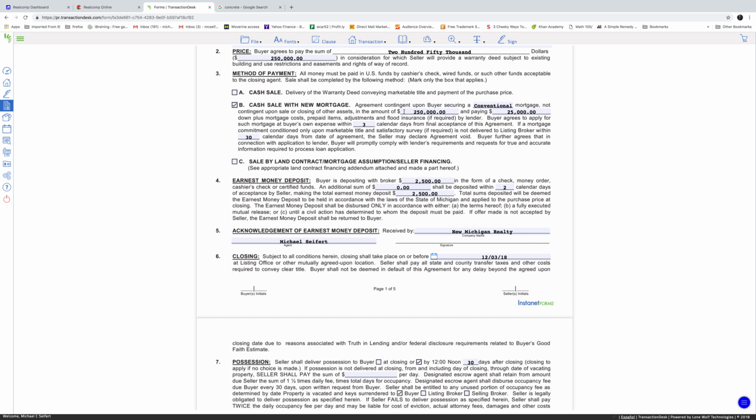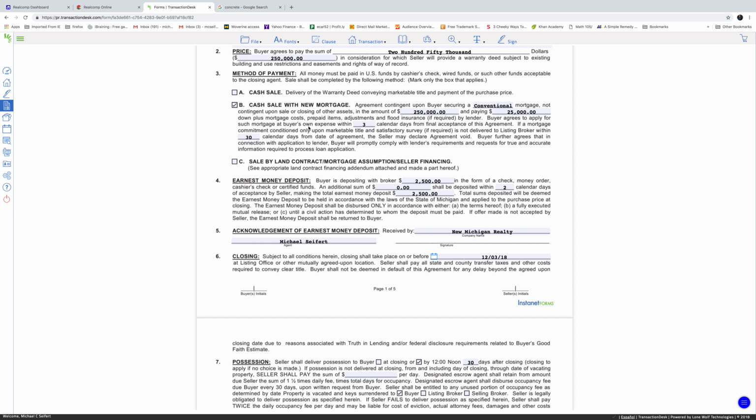So anyhow, in the amount of $250,000, paying $25,000 down plus mortgage costs, prepaid items, adjustments, and flood insurance if required by lender. When you put down the down payment, just make sure you put down the correct mathematical percentage. You don't want to look unprofessional. If it's 10% down, make sure you put the correct 10% down. That's in here. Don't be lazy and think, whatever, I'm just going to put anything in there. You want to put the correct numbers because it looks professional when everything's done correctly, and your credibility goes up when everything's pretty much done right.